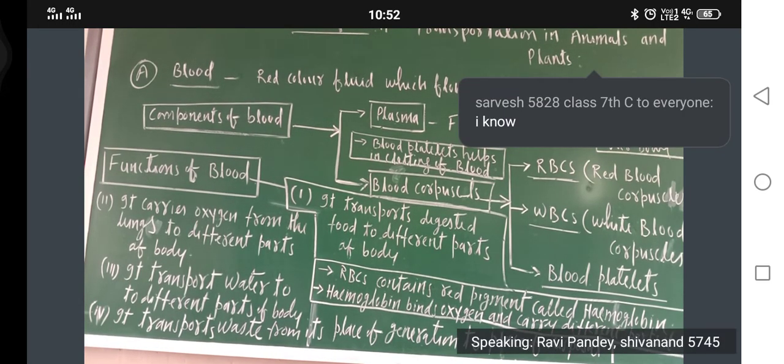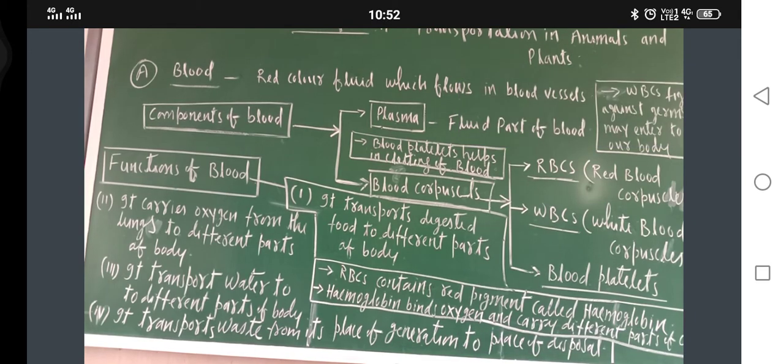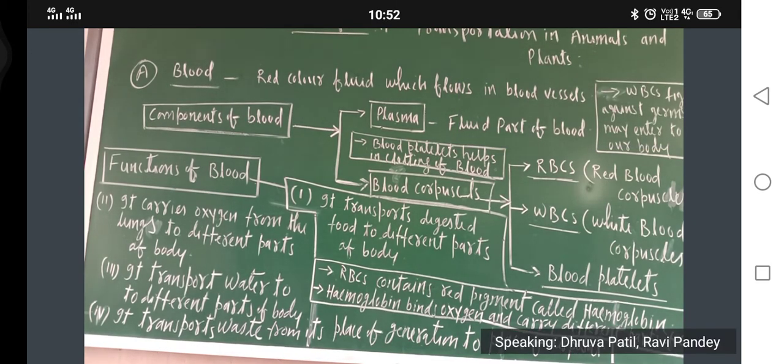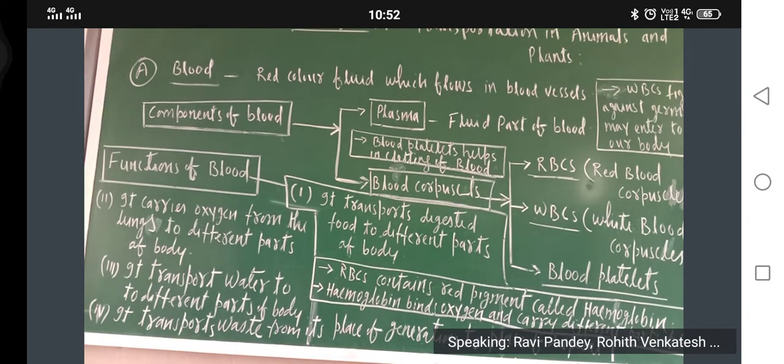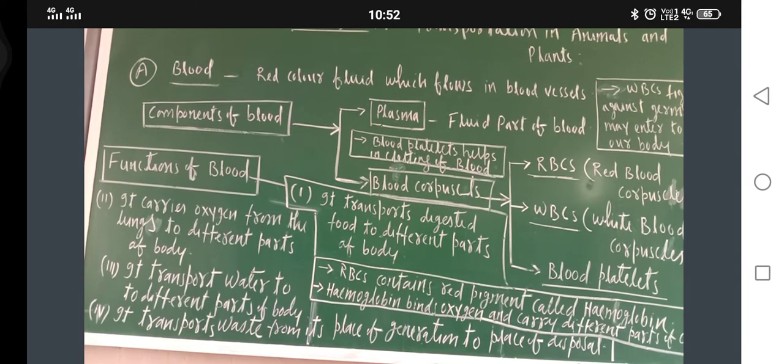Just a minute. First, let me explain. Afterwards, I will give you the time. Don't worry. Okay. Now, there are two components of blood. The first component is plasma, and the second component is blood corpuscles or blood cells.